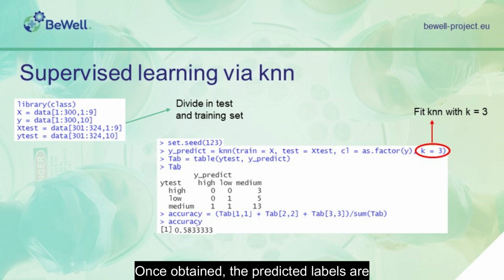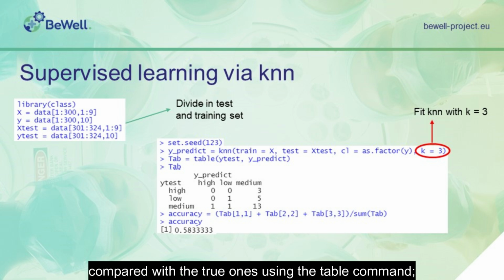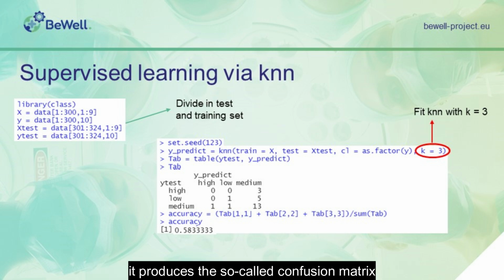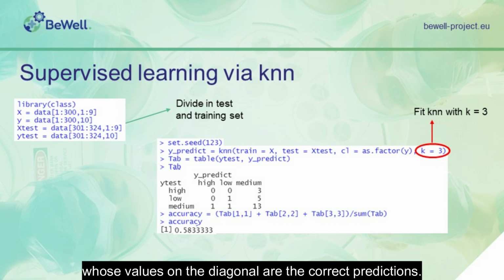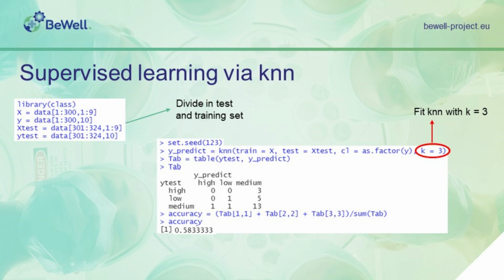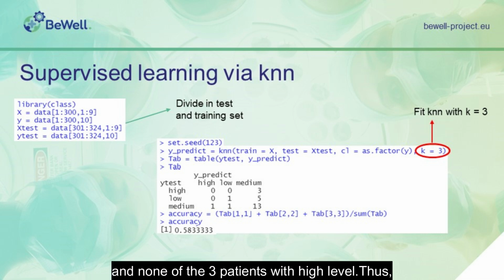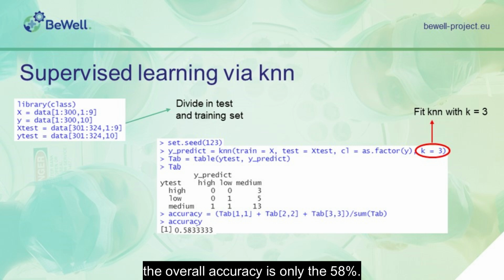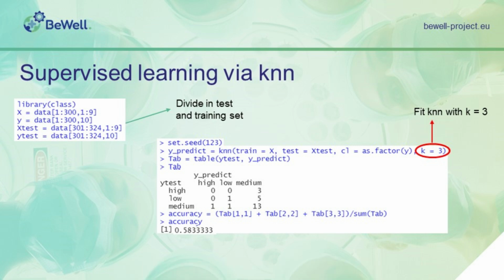Once obtained, the predicted labels are compared with the true ones using the table command. It produces the so-called confusion matrix whose values on the diagonal are the correct predictions. Namely, 13 out of 15 new patients with a medium level of glucose are correctly classified, while only 1 out of 6 patients with low level, and none of the 3 patients with high level. Thus, the overall accuracy is only 58%.